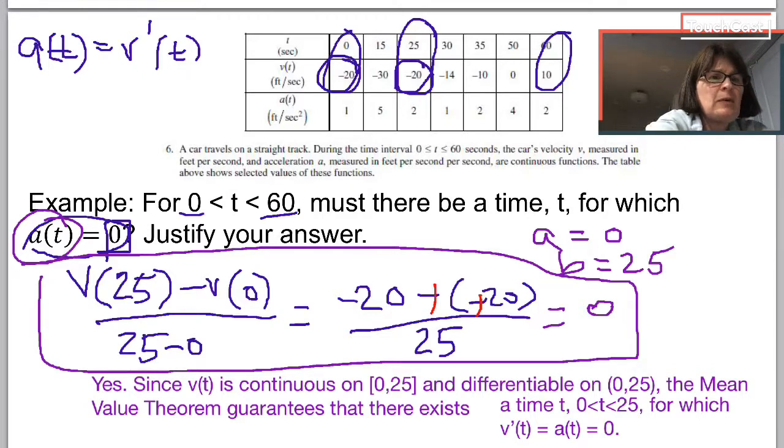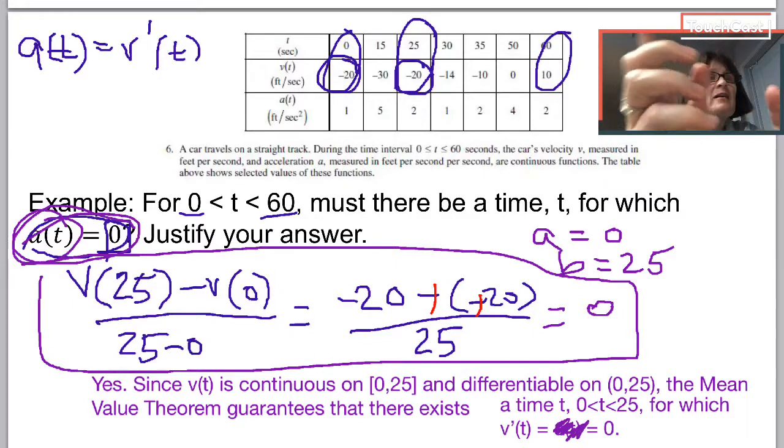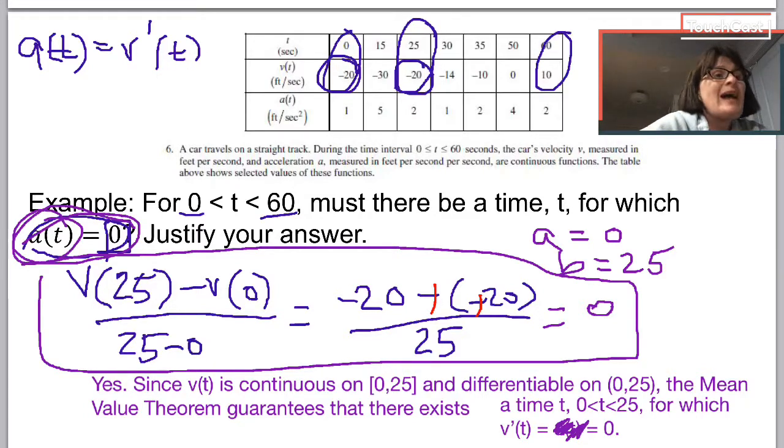So now, this is the part that the mean value theorem guarantees, that there's a time t between 0 and 25 at which v prime of t equals 0. It doesn't really answer their question because they asked a question about a of t. So it's your job to make sure that you make it clear to whoever's grading your test that you know that by proving that v prime of t equals 0 at some point, you've also shown that a of t must equal 0 at some point.